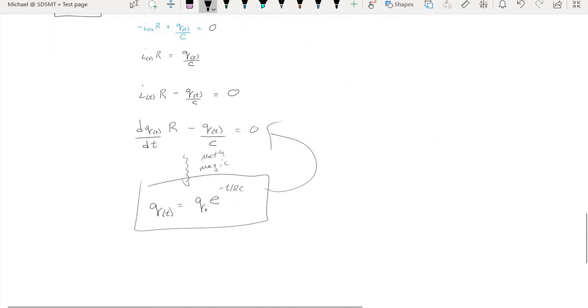If this is the function for the charge at any given time, well, let's get a function for the current. For that, all I have to do is take the derivative, and if I take the derivative, I get Q naught, we have e to the at, and a in this is equal to negative 1 over RC. And so this would be our current term.